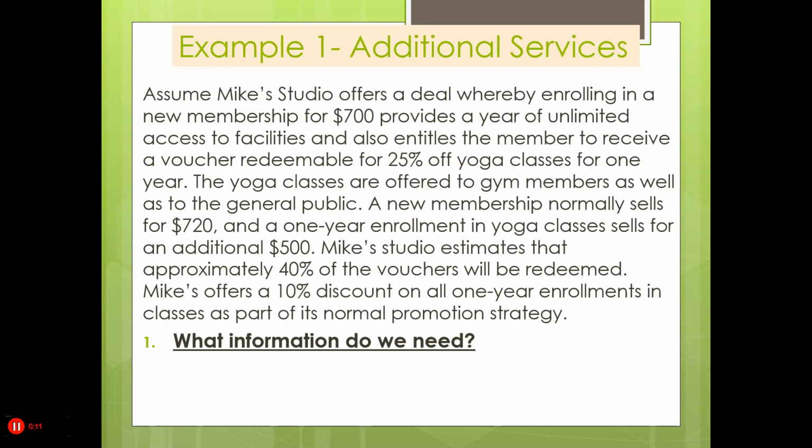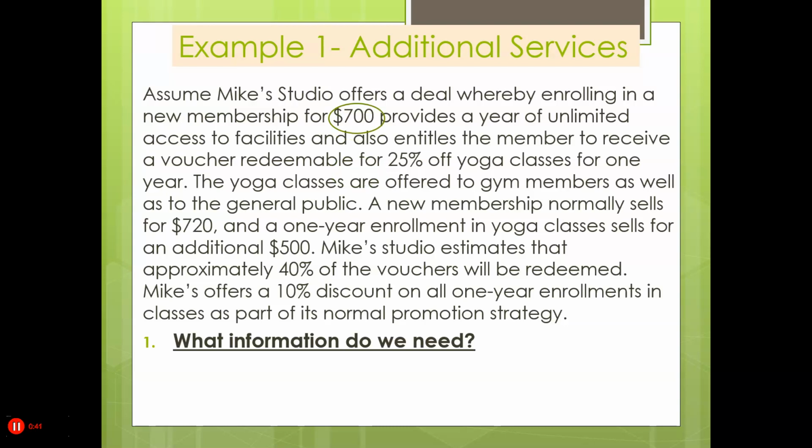Now, assume Mike's studio has a contract, and they are providing a bundle for $700, and it includes a 25% coupon off their yoga classes for 1 year. They've also discounted the membership by $20, and also they normally give a discount of 10% on all yoga classes.